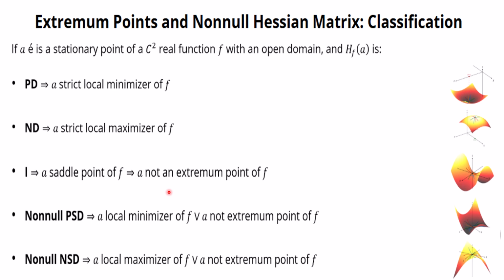Positive semi-definite means you will be in between two cases, a local minimizer or not an extremum at all, and the contrary will happen when you have negative semi-definite classification, which means you may have a local maximum or not an extremum point of f. Of course, that's the Hessian matrix.